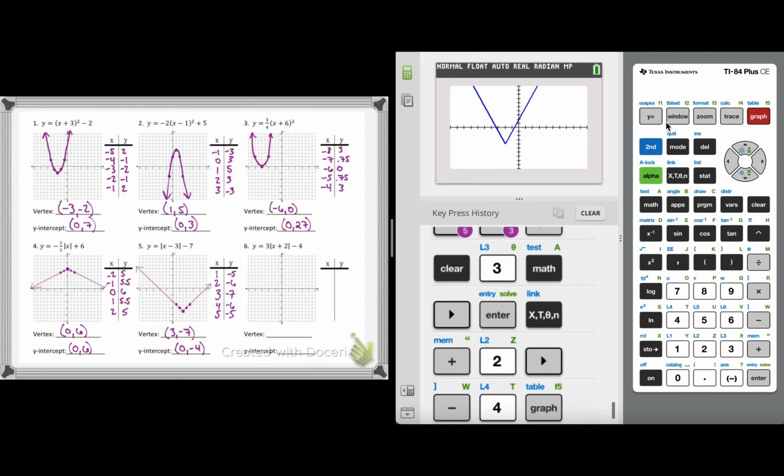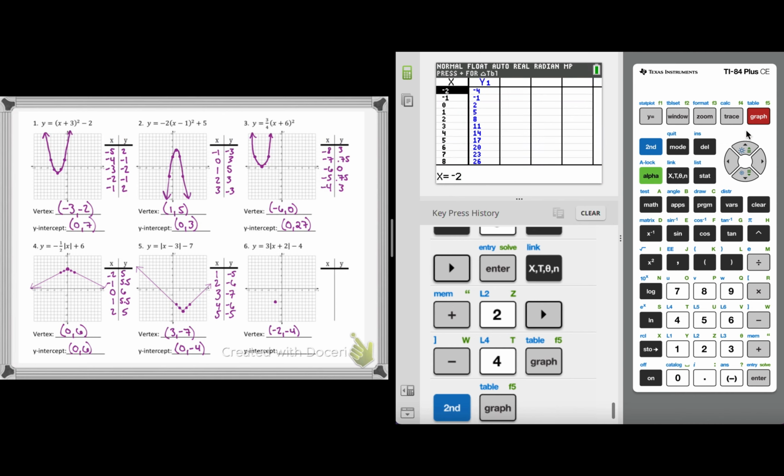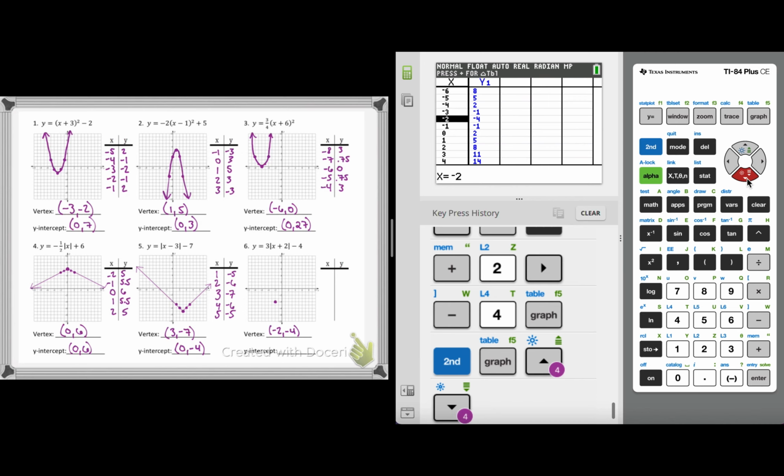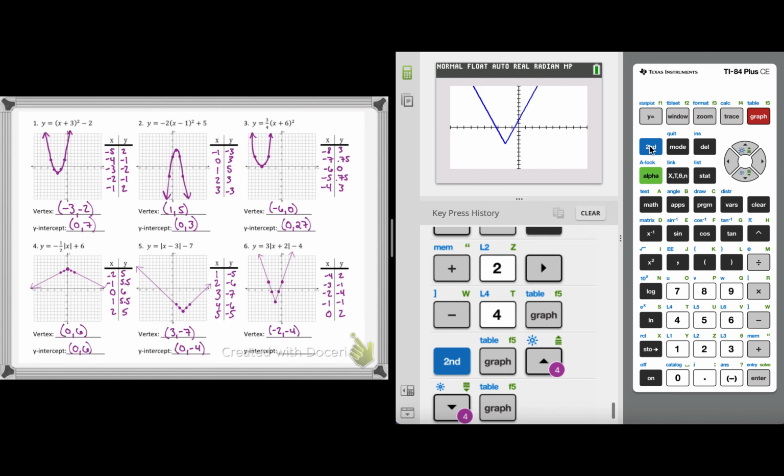Again, if I look at the vertex form here, our vertex is at negative 2, negative 4. If I look at my graph, that lines up pretty nicely. Go back to our table, look for negative 2, negative 4. So I have it at the very top, so I'm going to scroll up a bit here just so I can get some values before and some values after it. And I copy them into my table. Get my graph. Again, we see how it matches the picture, which is great.